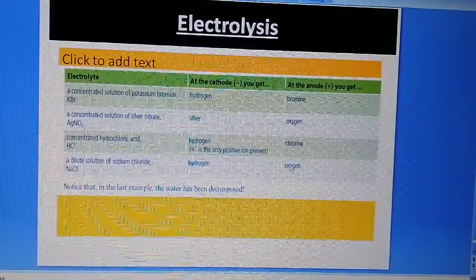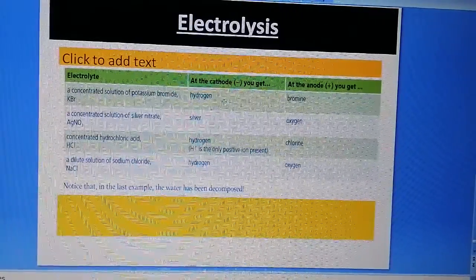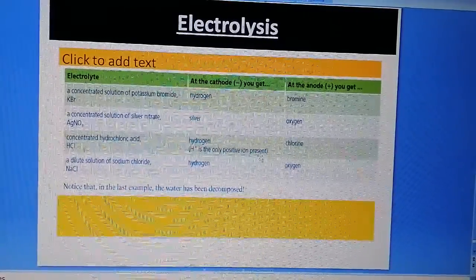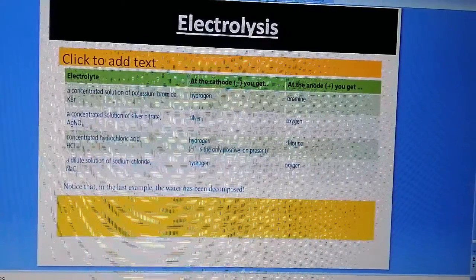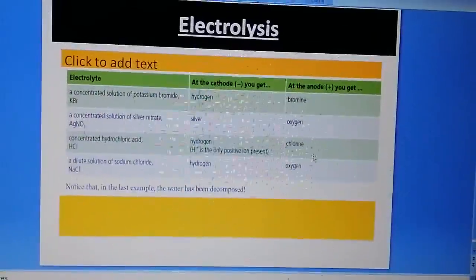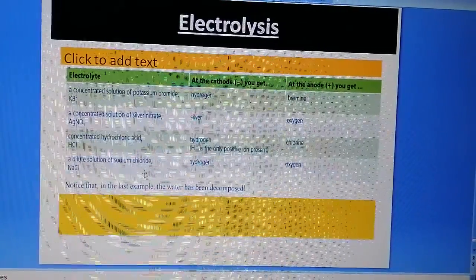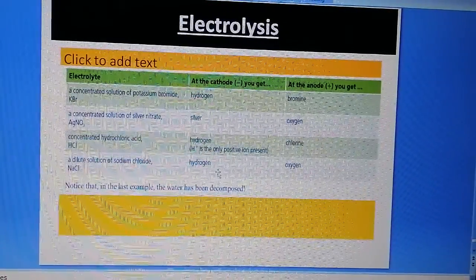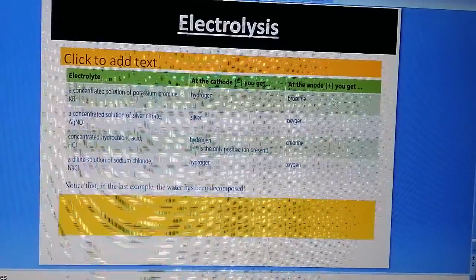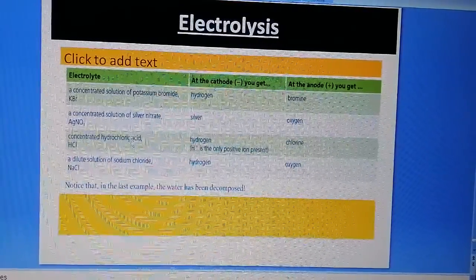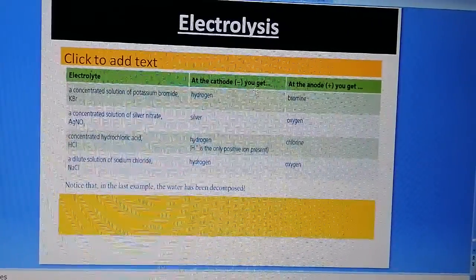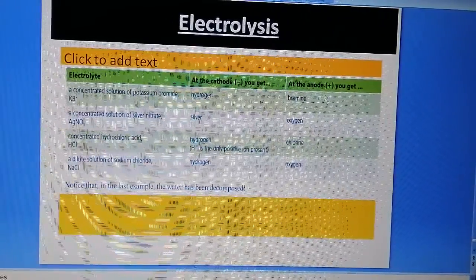You can see here some more examples. Concentrated hydrochloric acid: H plus ions will go to cathode and form H2, and at anode Cl minus ions will go. Dilute solution of sodium chloride: hydrogen is released at cathode and oxygen at anode. AgNO3: silver is produced at cathode and oxygen at anode.